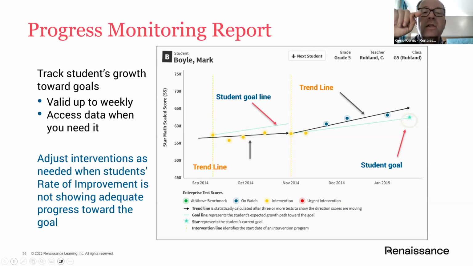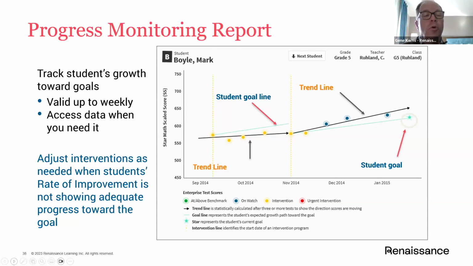So sometime in November, he was changed. His intervention changed. I know that because another yellow vertical line appears there. From November to January, he was in a different intervention. He continued to take STAR test. It generated a new trend line in the new intervention, and that black trend line is rising above the green goal line that was set for them, which indicates that Mark is responding to the second intervention.